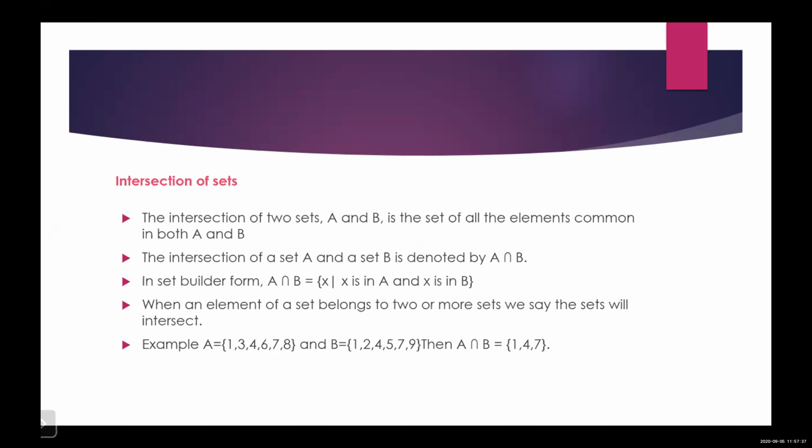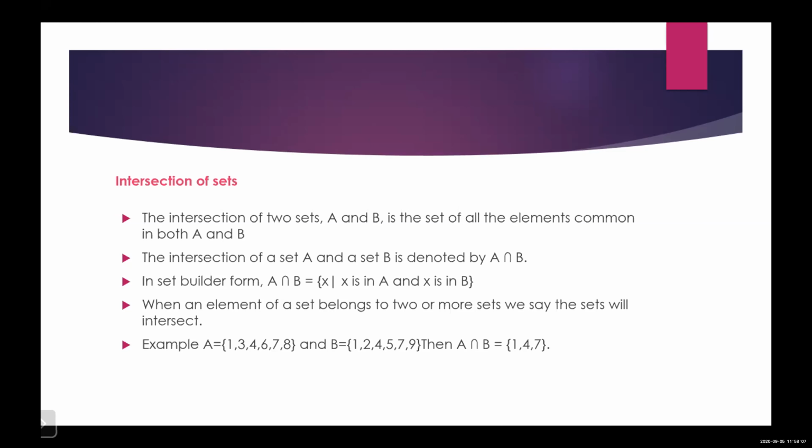Intersection of two sets A and B means a set which contains the common elements in both A and B. For example, let's take a previous set. Set A is equal to 1, 3, 4, 6, 7, 8, and set B is equal to 1, 2, 4, 5, 9. Then A intersect B means the set 1, 4, 7. Only the common elements in both.